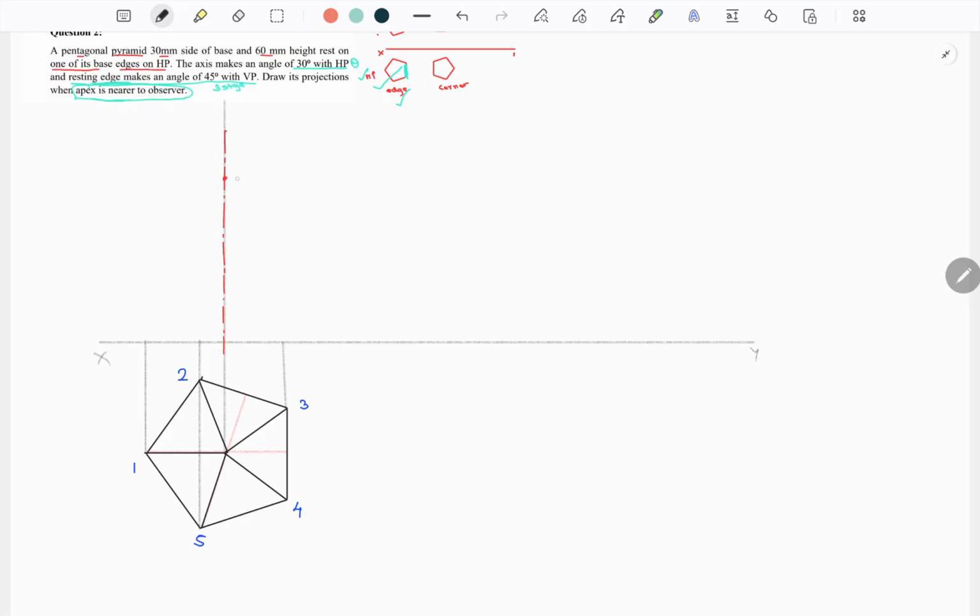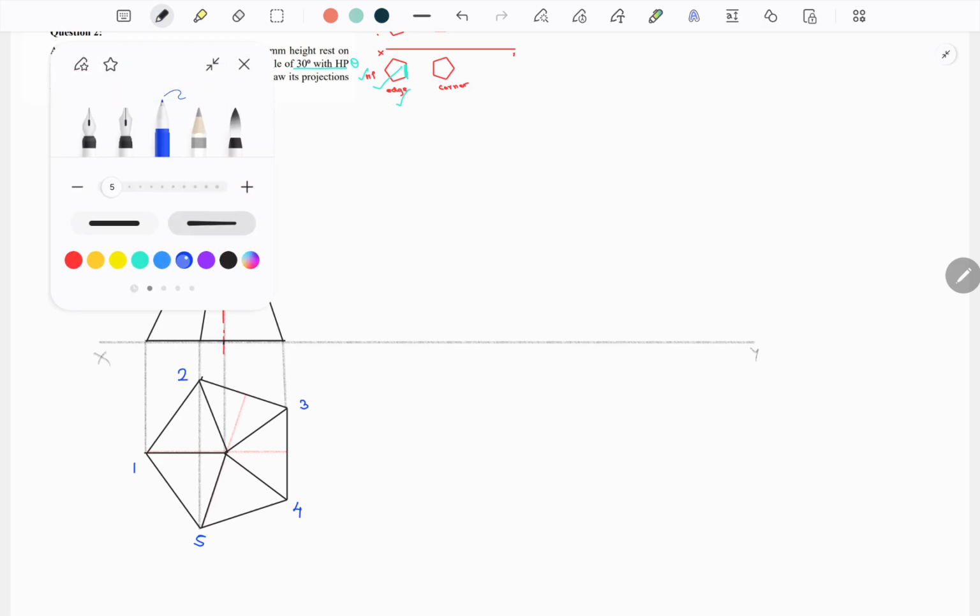This is the height, 60 millimeter axis length. 60 mm height resting on HP. So this is the point. You have to directly connect with a dark line. Then this edge also will be seen as a dark line. This edge will be a dark line, and this horizontal line is the base. Is that clear? Okay.